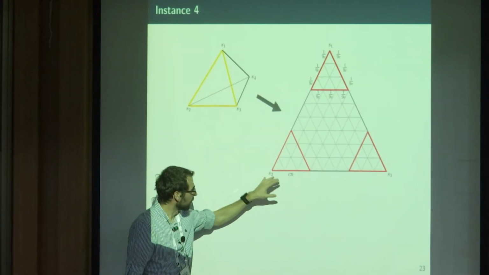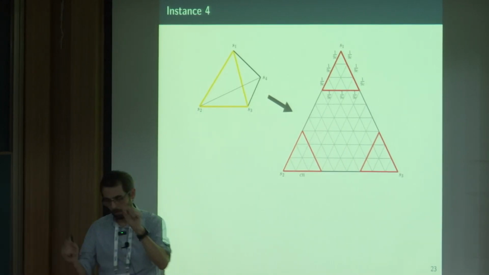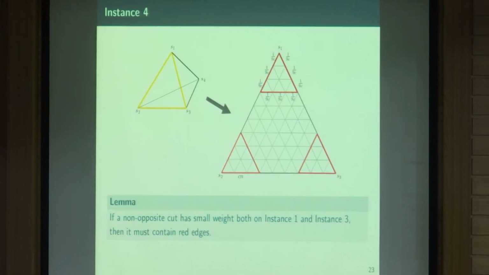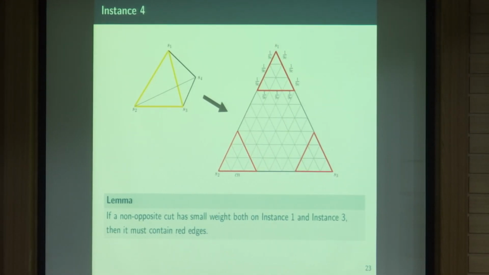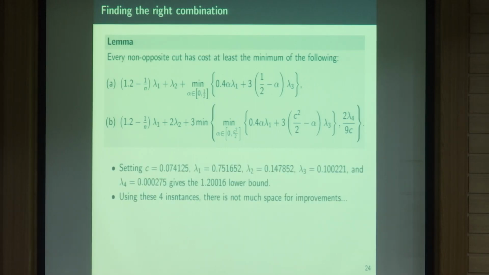On the edges of these, I mean, this is a constant fraction of the side of the simplex, but you need to write positive values on those edges. And it turns out that if a non-opposite cut has small weight both on instance 1 and 3, then it must contain red edges, which means that this instance will add to the cut value there. And once you do the computations, which is the ugly part of the proof, then it turns out that if you optimize these parameters, we did this by hand, then you get this lower bound.